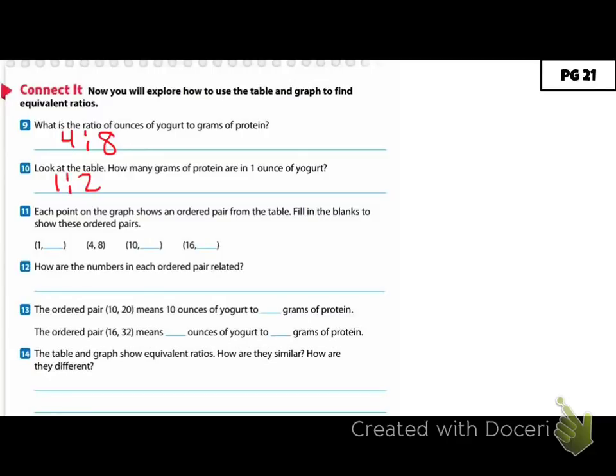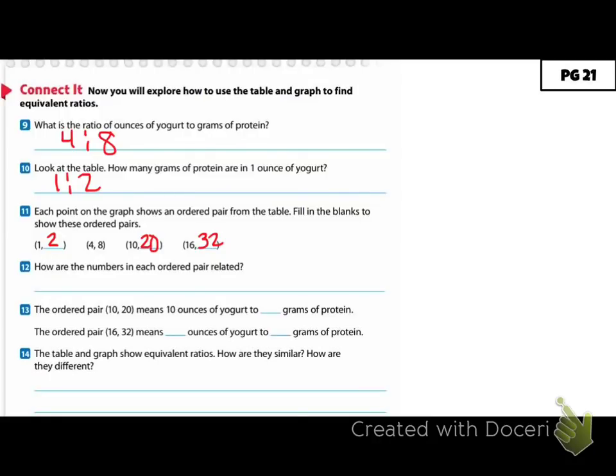Number 11, each point on the graph shows an ordered pair from the table. Fill in the blanks to show these ordered pairs. So this is like I was showing you on that previous page. So we would have 1 to 2. Each set of numbers would become an ordered pair. You have 4 to 8, your 10 was to 20, and your 16 was to 32.